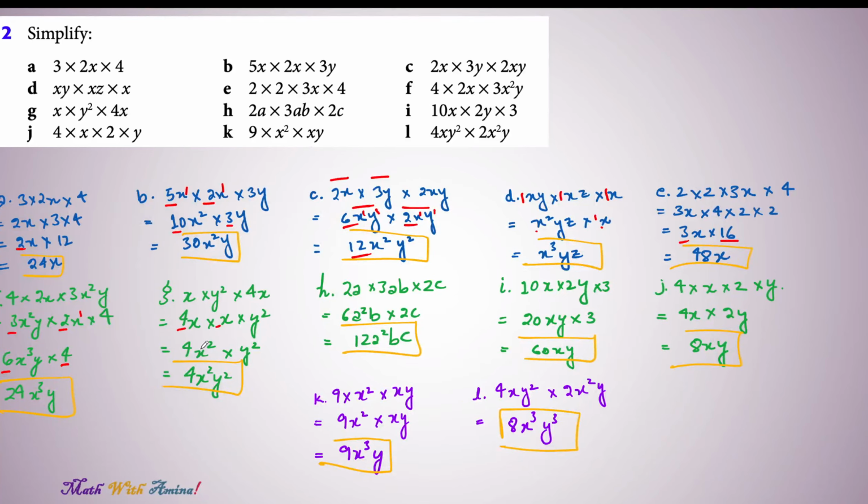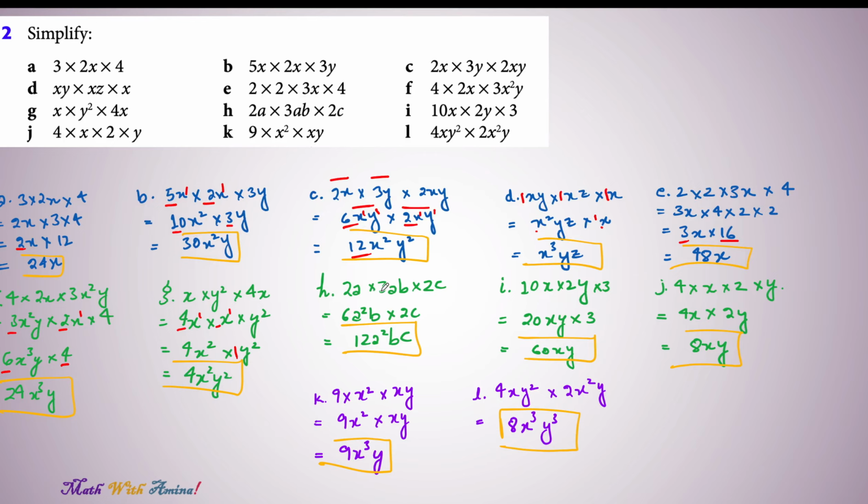So 4 multiplied by 1 is equal to 4, and in here the variable x and x, it's the same variable with the same powers, so their powers will be added. 1 plus 1 is equal to 2, so we will get 4x squared multiplied by y squared. So it will become 4x squared y squared. In here the coefficient of y squared is 1, so 4 multiplied by 1 is equal to 4. X squared multiplied by y squared is equal to x squared y squared.